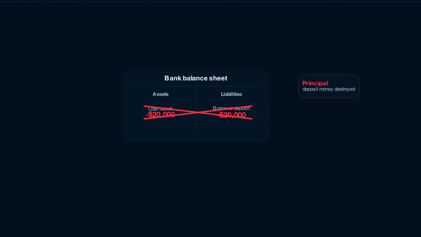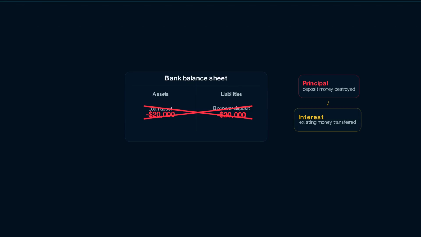Interest is different. Interest is a transfer of existing money to the bank as income. It is not destroyed in the same loan-canceling sense. The bank may later spend it back into the economy through wages, taxes, dividends, or expenses. But the principal repayment cancels the original loan asset against the deposit liability.